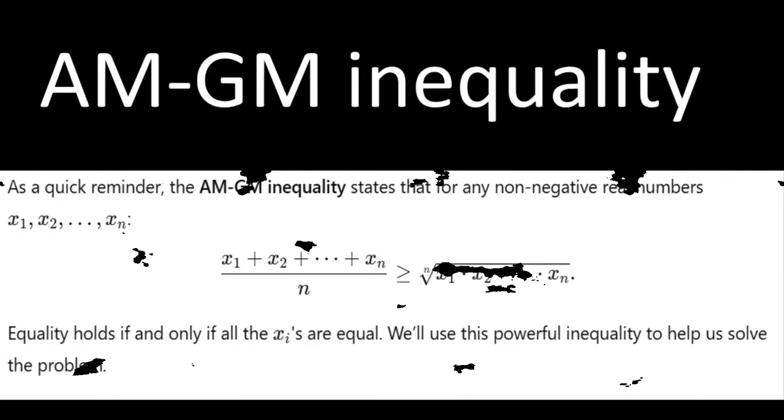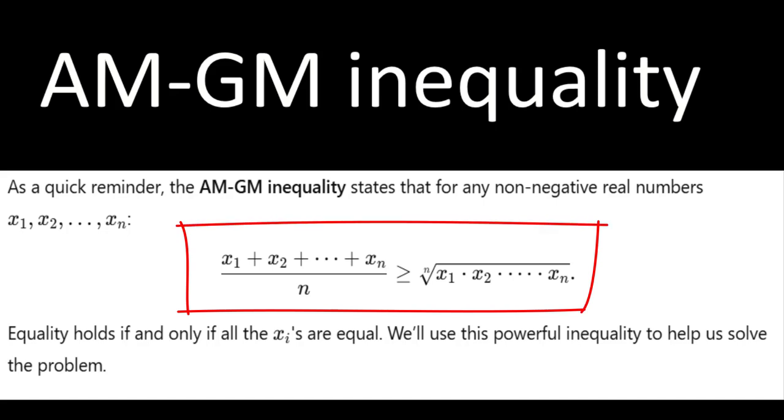Before we dive into the solution, let me remind you of the powerful AM-GM inequality, which states that for any non-negative real numbers, the arithmetic mean is always greater than or equal to the geometric mean. This inequality will play a crucial role in our solution strategy. Let's start by testing some values of x, y, and z to get a feel for the problem.